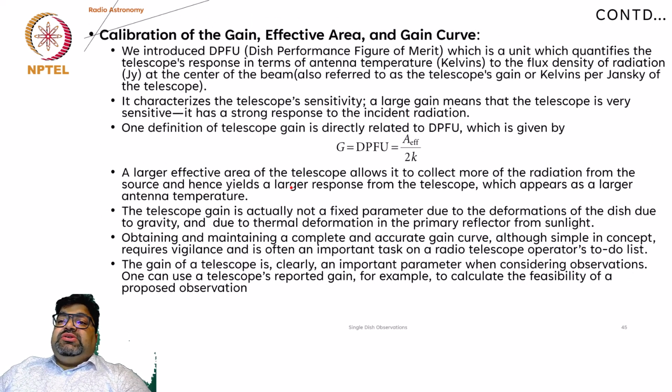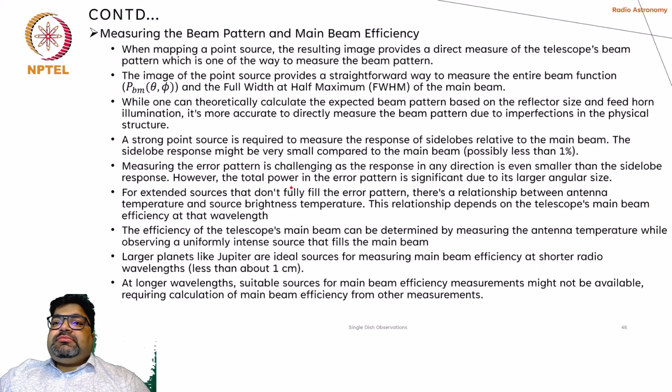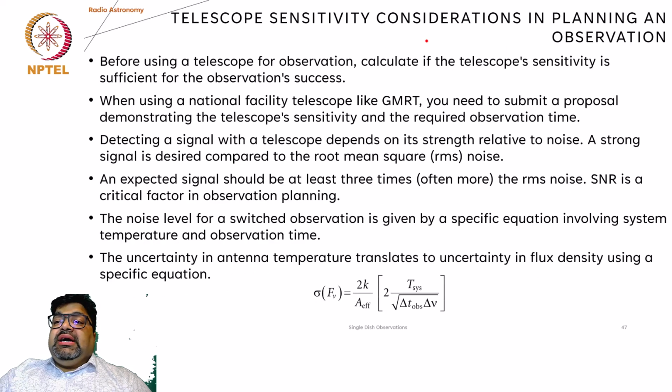Calibration of the gain is necessary to get the gain out from the measurement of the antenna temperature. Effective area also has to be measured, and the gain curve as a function of frequency, elevation, or different parameters. Telescopes have different responses, or gains, as a function of elevation, frequency, and ambient temperature. So you need to understand the gain as a function of all these parameters before you can correct the ongoing observations. Again, measurement of the beam pattern and the main beam efficiency is also very vital, and those have to be known a priori to get sensitive observations.